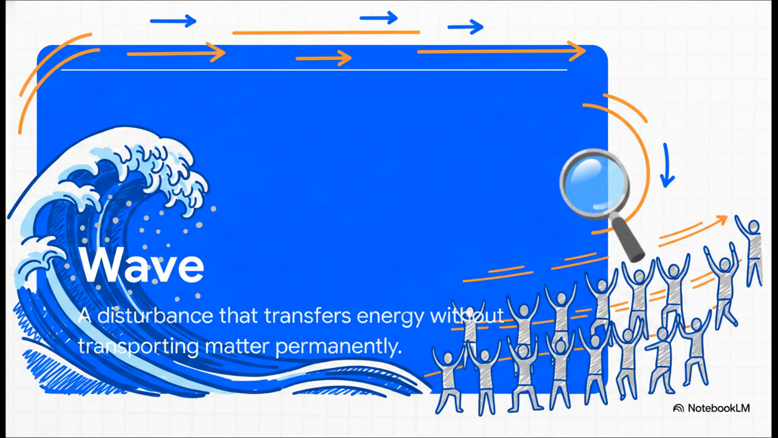So what is a wave, really? At its core, a wave is simply a disturbance that transfers energy from one place to another without transporting matter permanently. Think about it like this. The energy is the thing actually moving, while the medium itself is just passing that disturbance along. It's exactly like a crowd doing the wave at a sports stadium. The people aren't running laps around the entire arena, right? They're just standing up and sitting down in their fixed spot.